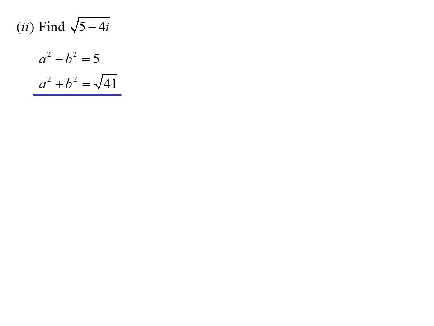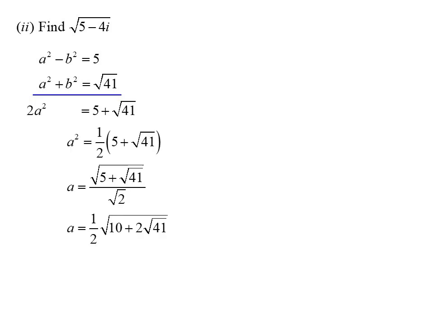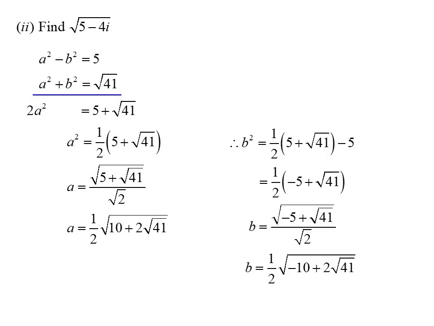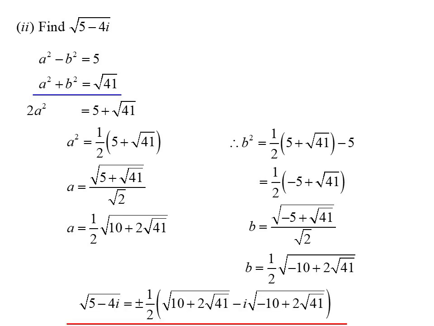Can still be done with a little bit of patience. There we go. A is a half the square root of 10 plus 2 times the square root of 41. So now to work out b, I, inverted commas here, simply substitute back in. And there's b. Now, I have a look, I see, oh, the imaginary part is negative, so I know a and b will have a different sign. There is my square root. Plus or minus, I factorise the half out, but what a beautiful expression for the square root of 5 minus 4i.